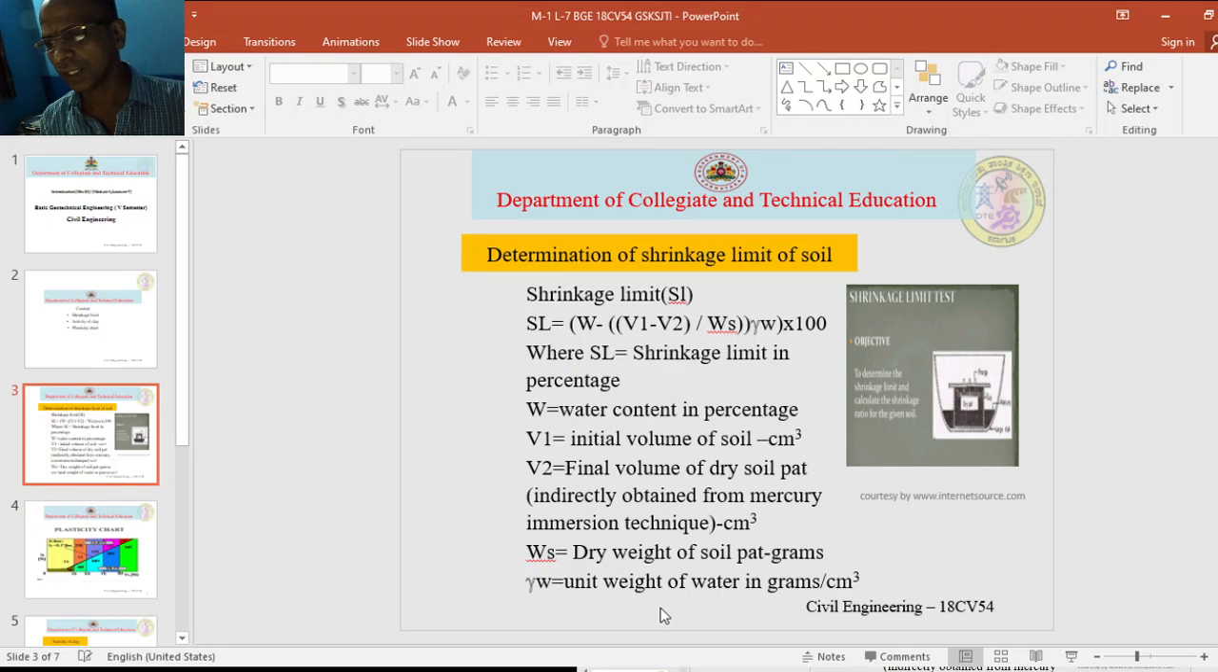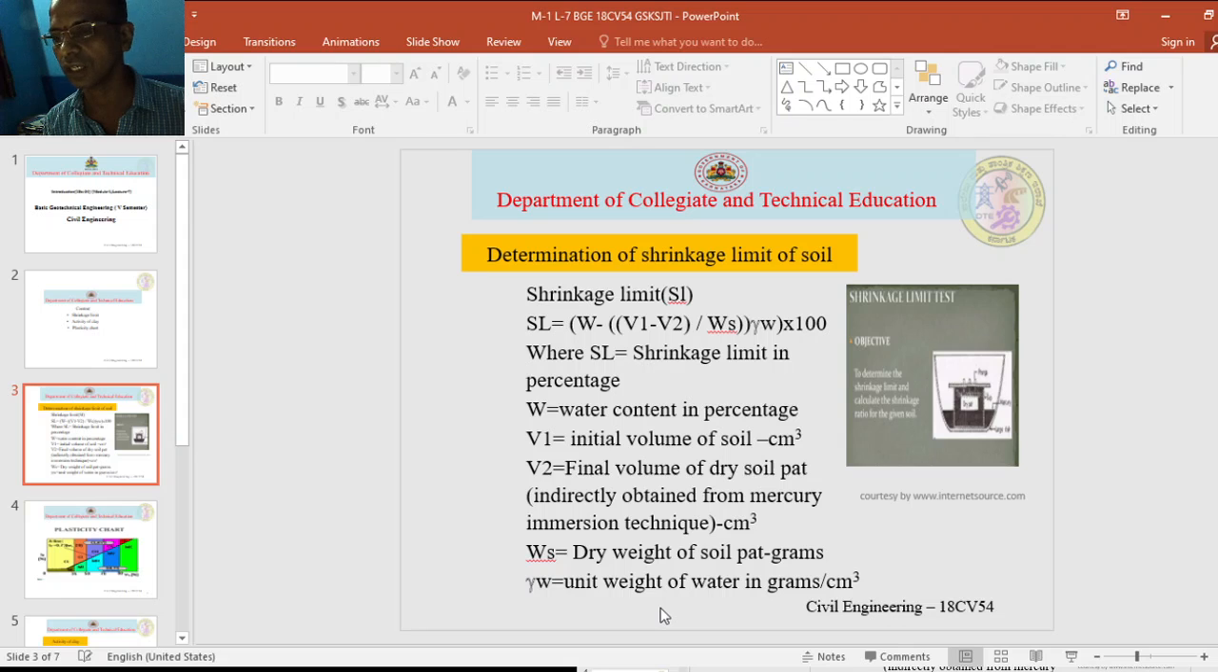In order to conduct this test, we have to use the following procedure as per IS 2720 part 2 guidelines. You have to take a shrinkage cup and take the empty weight of the cup, that is W1 grams. To that you add the soil which we used for the liquid limit and plastic limit tests. For example, if red earth was used for the liquid limit test and plastic limit test, we have to use red earth for the shrinkage limit test also.